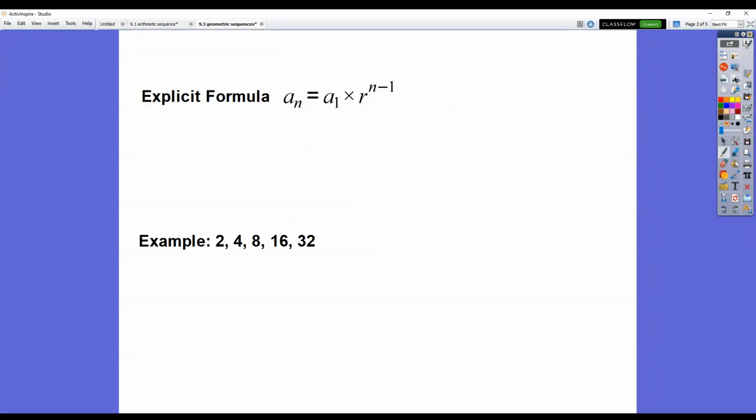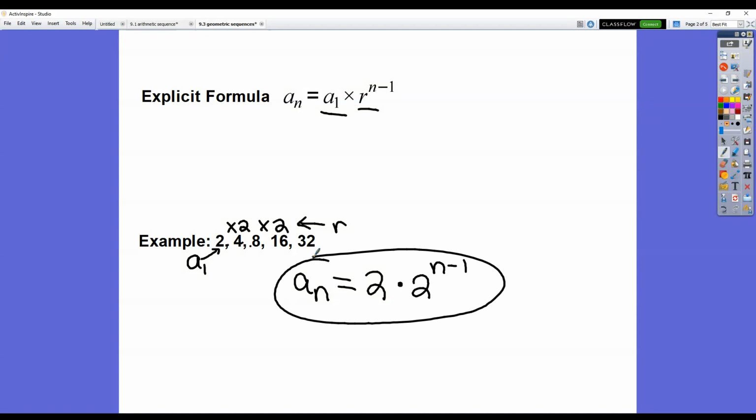First example, write an explicit formula. So, what's a sub 1? A sub 1 is 2. Look at the pattern. How do we get from 2 to 4, 4 to 8? We're multiplying by 2. So this is r. And then we just plug in what a sub 1 is and r. And there we go. There's our explicit formula.